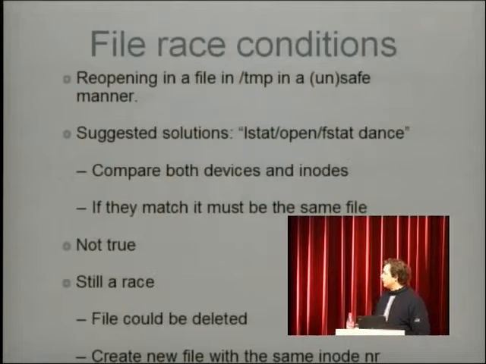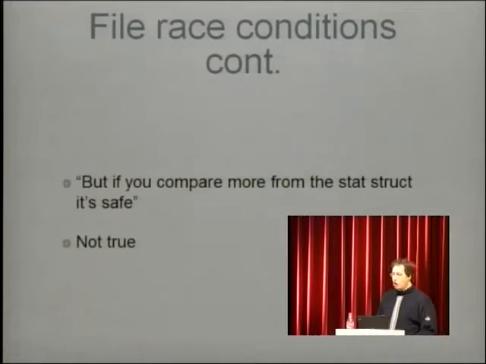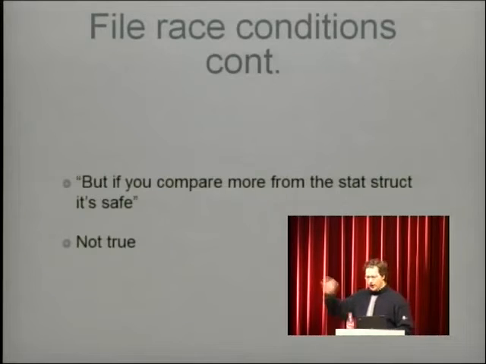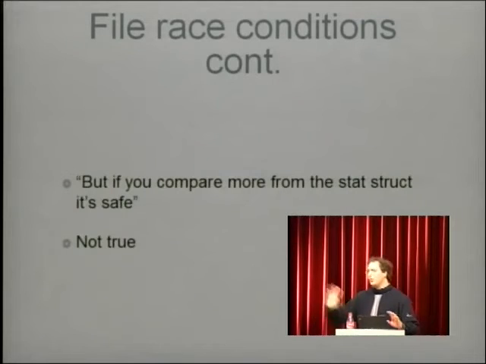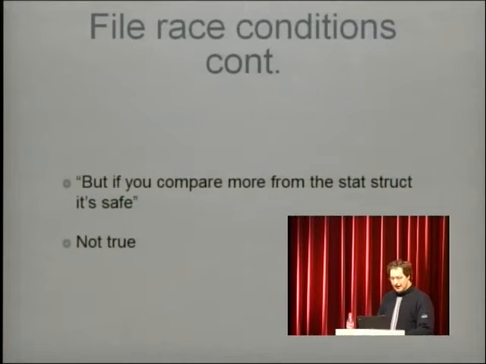And so apparently people haven't really picked up on this yet. So this means that there's still a race condition and that using this lstat open fstat thing is still insecure and you should never do this. So, you know, I've talked about this with some people and they go like, no, this isn't true. If you compare more structures from the stat structure, then it's totally safe. You know, don't worry, we've seen all these things. It's completely safe. But it's not.